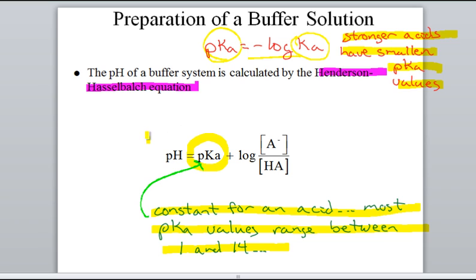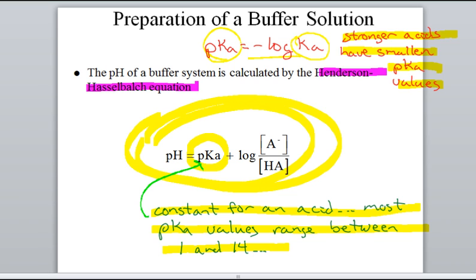If you had a problem with this equation, which you will on the next page, you'll be given the pKa value. You don't have to calculate it. And we'll see an example of that on the next page. Some of you are actually going to work in the laboratory and make buffered solutions. So how would you do it? By analyzing this particular equation.